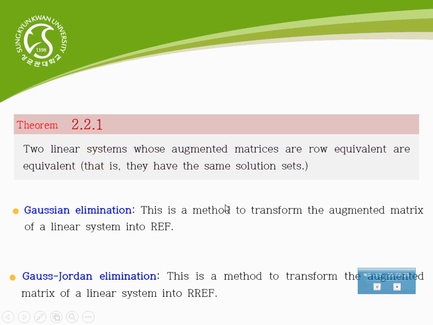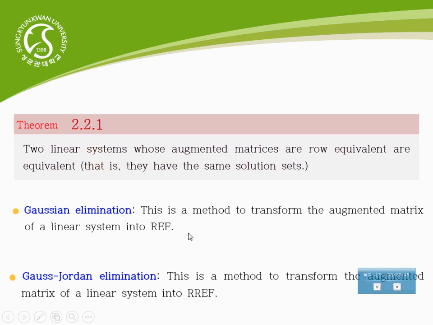That's more important. Okay, theorem 2.2.1: two linear systems whose augmented matrices are row equivalent are equivalent. That means they have the same set of solutions. If the augmented matrices are row equivalent, then they both have the same solution set. So this gives the whole idea.